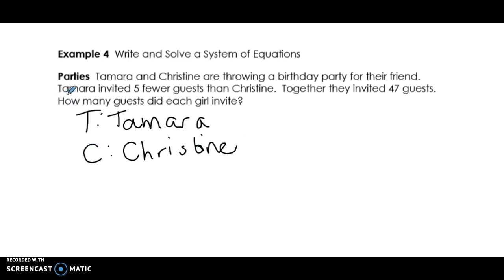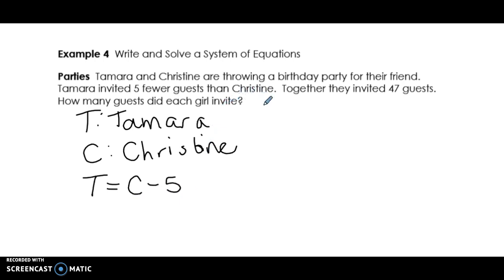This second sentence, Tamara invited 5 fewer guests than Christine. So she invited 5 less guests than Christine. So I know the number of guests Tamara invited equals 5 less than Christine. So I have C minus 5. I can think about that as, if Christine invited 10 people, this is just an example, and Tamara invited 5 fewer, she invited 5. So 10 minus 5 gives you 5.